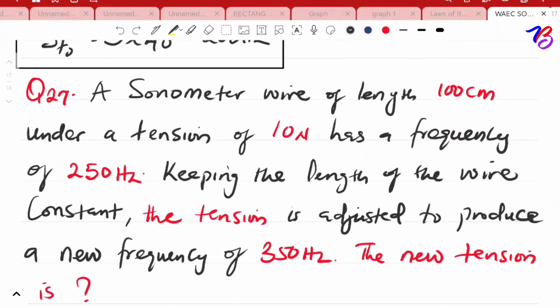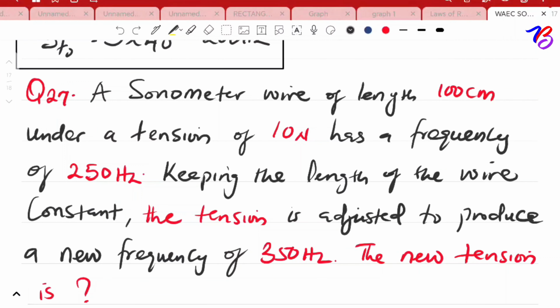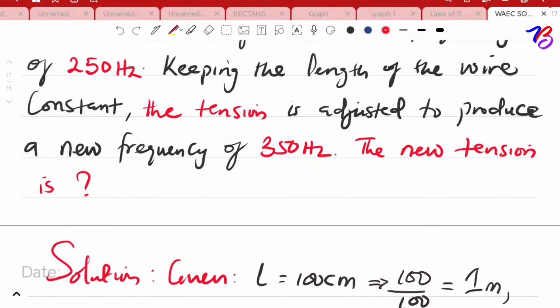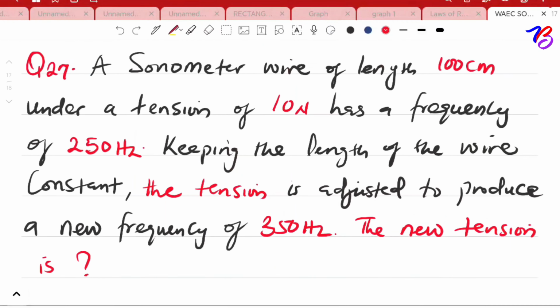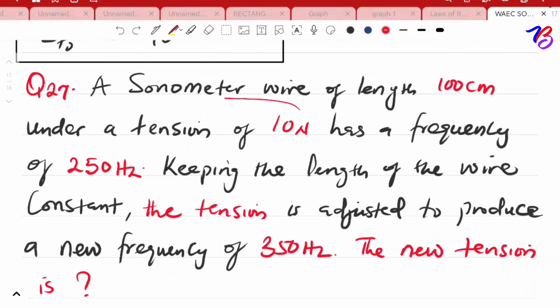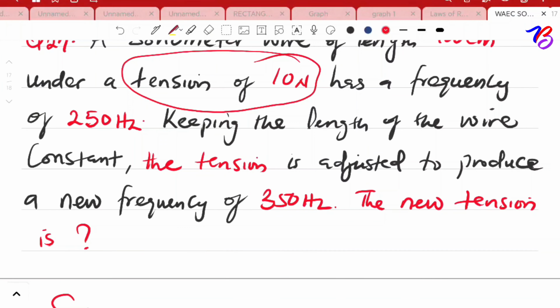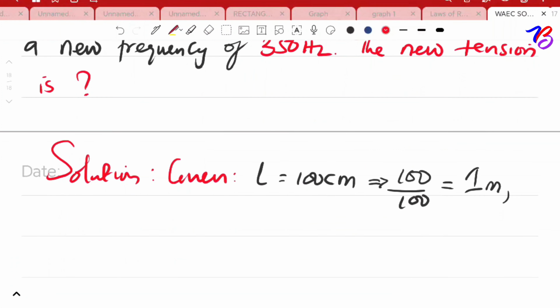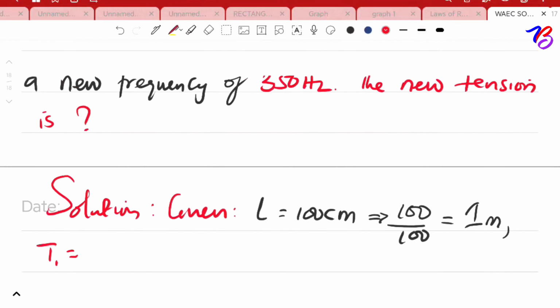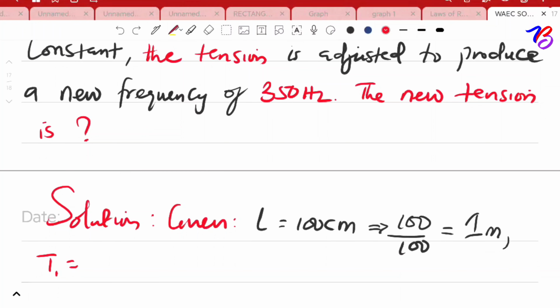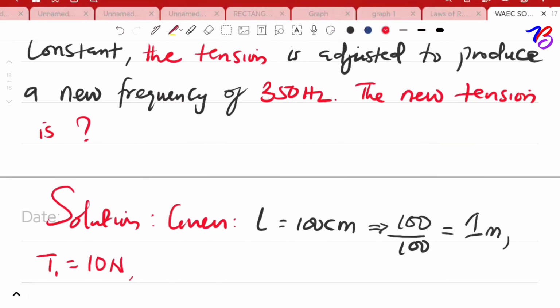What again is given? Under a tension of 10 Newton. So you can see that our tension is given. So, if our tension is given and they are asking us for a new tension, then of course you know that we'll have two different data. Okay? So, the tension of 10 Newton will represent that to be T1. Hope you are getting this. I'm stressing them so that you understand that we are asked for another tension. So we need two tensions. So T1 is equal to 10 Newton. Then T2 will be unknown. Exactly. But we'll write that later.